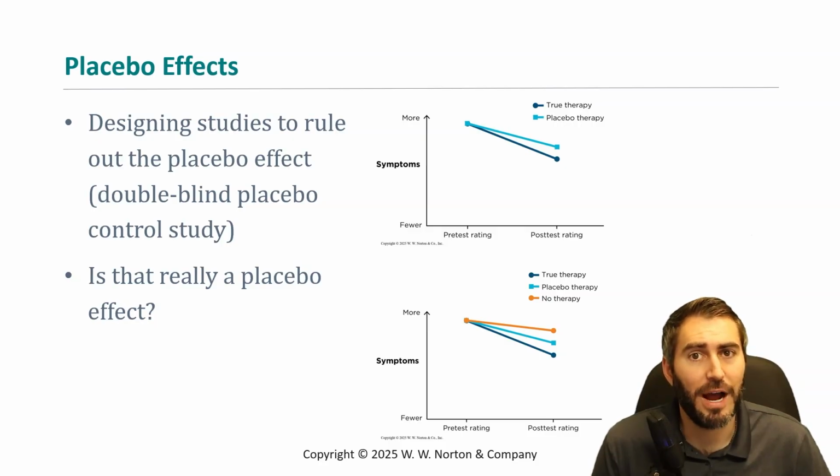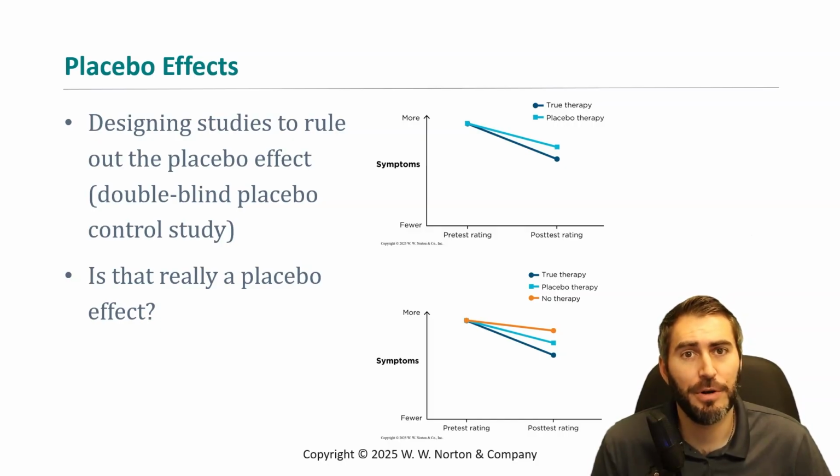In the top graph, you can see that both groups' symptoms decreased. However, the group getting the true therapy improved more than the group getting the placebo therapy, which suggests that the therapy had some actual effect. But is that really a placebo effect? In the graph that we just talked about, there might not be a placebo effect. However, perhaps some of the improvement was due to maturation, history, regression, testing, or instrumentation threats.